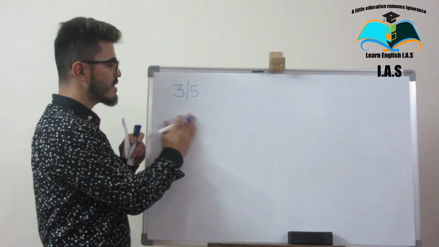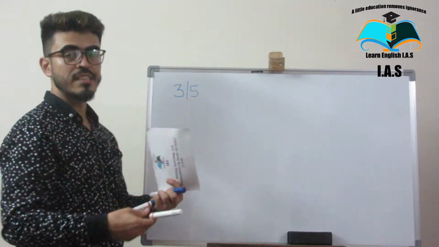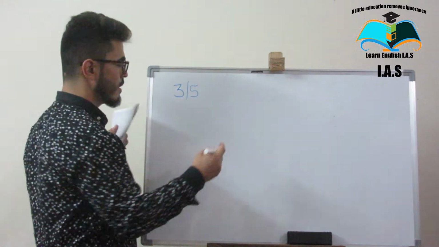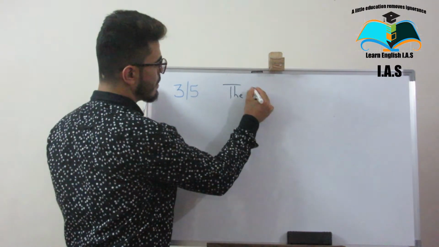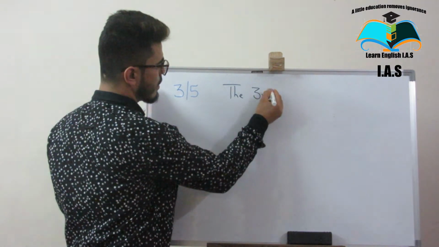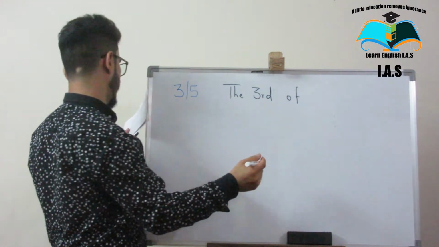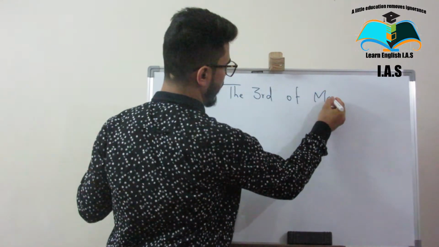Now, how do you say this date? Can you say this? The third of May, the third of May.